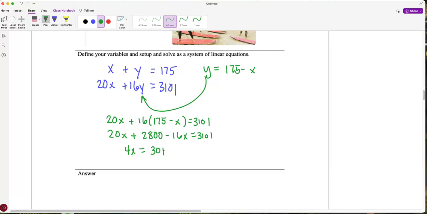3101. Let's double check that. 3101 minus 2,800. Okay, so x is equal to 301 divided by 4, so I get 75.25. Now, that means that there were 75.25 lessons of surfing, okay?